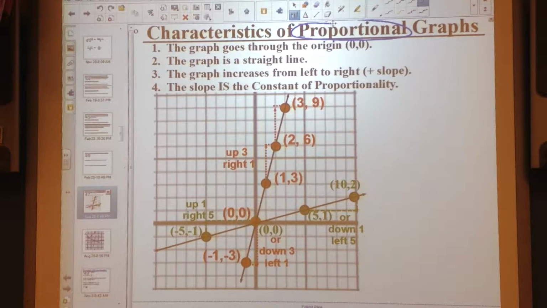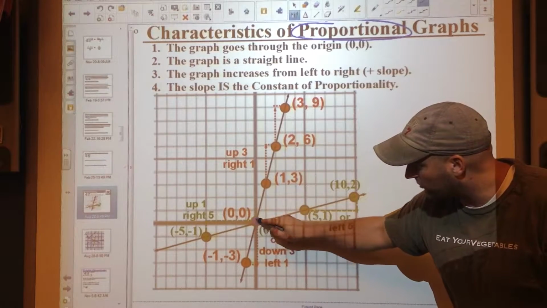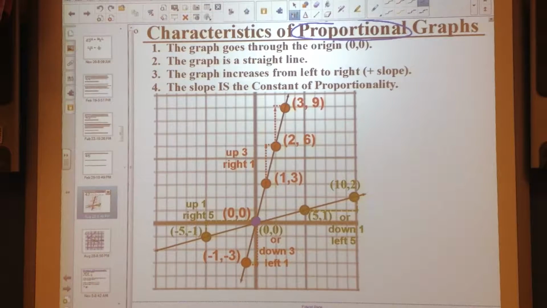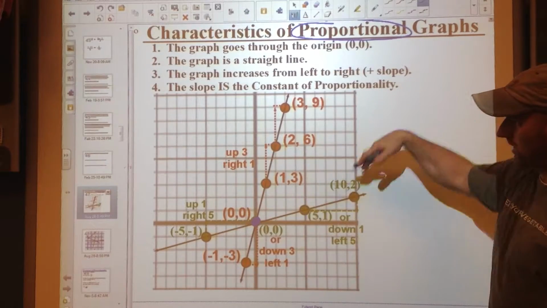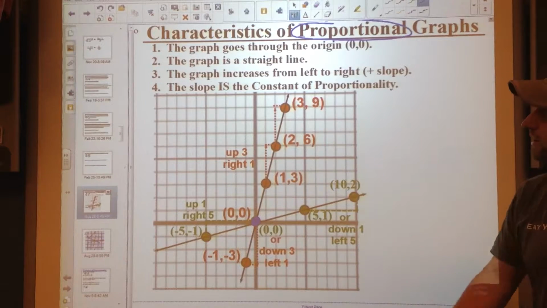First of all, the graph goes through the origin. It has to go through the point 0, 0. That special point must be present if it's a proportional relationship. The graph is a straight line. In other words, it can't be adjusting around in nonlinear ways. It can't be a curve of any sort. It has to be a straight line.